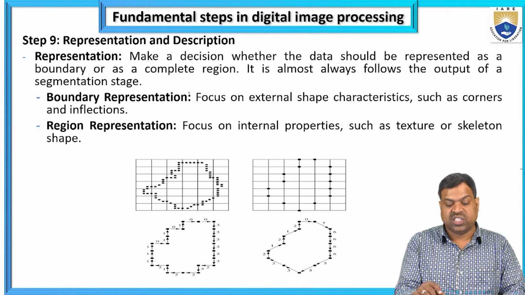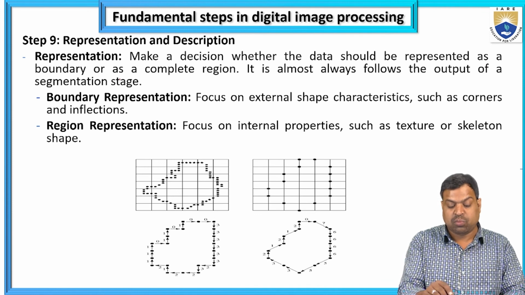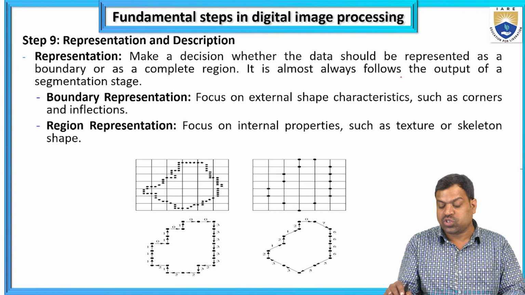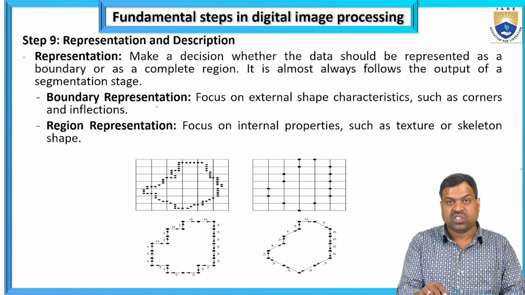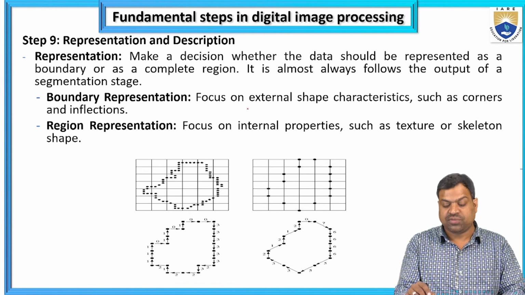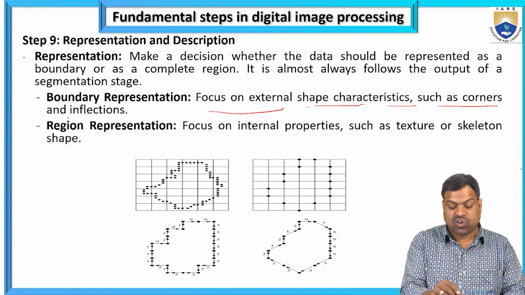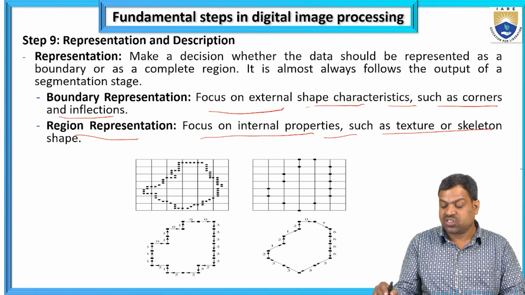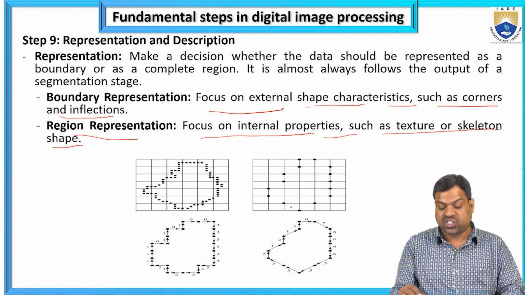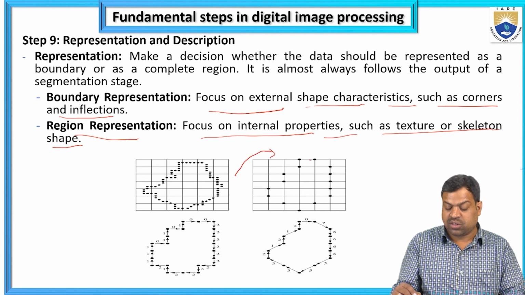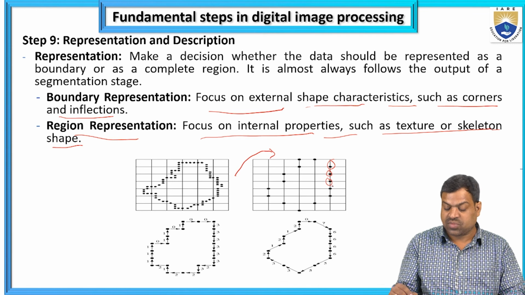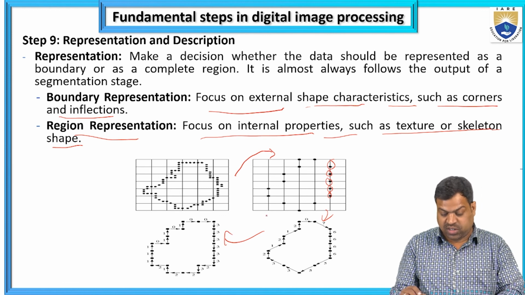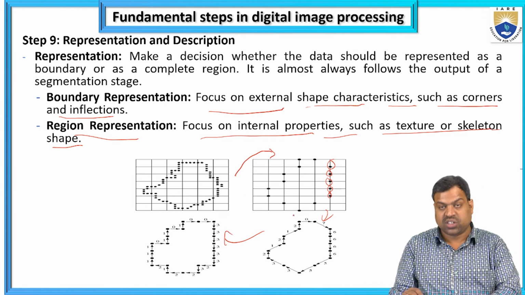And representation and description. So how are we representing the image? We make a decision whether the data should be represented as a boundary or as a complete region. It almost always follows the output of a segmentation stage. Boundary representation focuses on external shape characteristics such as corners and inflections. Region representation focuses on internal properties such as texture, skeleton or shape. So these are the representations of the image. This image is converted, after going to matrix form, into segments. That is image representation and description.